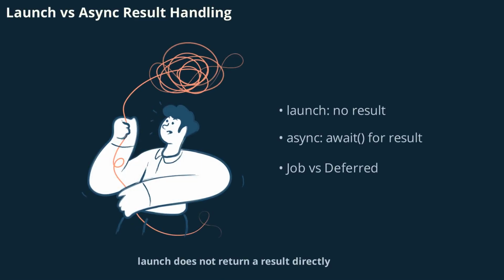Launch does not return a result directly, as its main purpose is to perform fire-and-forget style coroutines. It returns a Job object for lifecycle management. Async returns a Deferred object, and its result can be obtained by using await on the Deferred object.